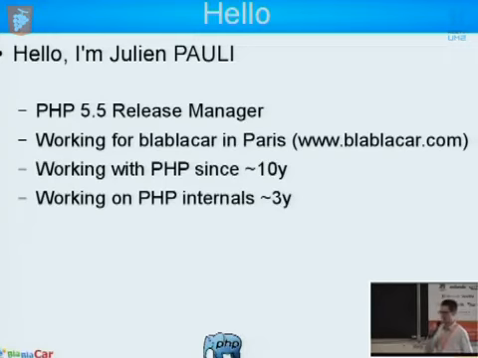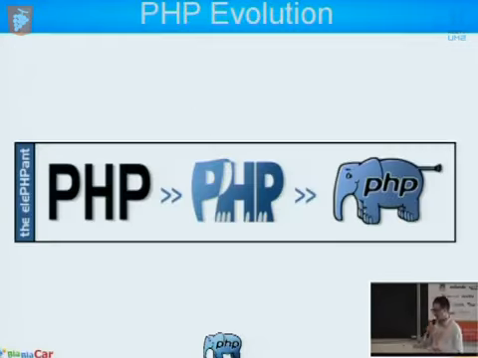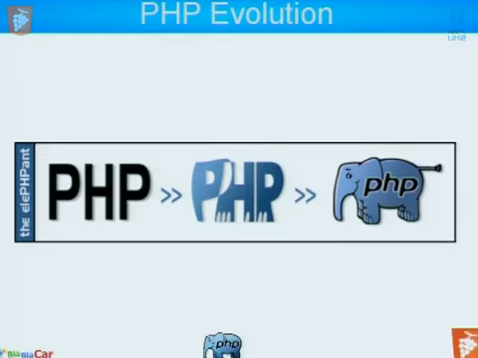I have a strange sound in the microphone. Anyway, so PHP evolution. In the first part we're going to talk about PHP evolution. This is why the elephant. Perhaps people were wondering why PHP's got an elephant as a design. It's just about this. It's cool.